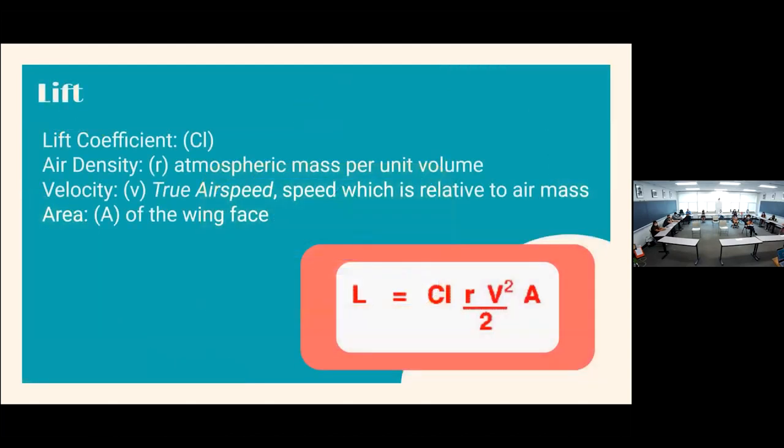And we can calculate lift using the modern lift equation shown here in the bottom right. Our first variable here is CL for the lift coefficient, which is a dimensionless quantity, and it measures the relationship between a difference in pressure and our lift. And next we have R for air density, which is the atmospheric mass per unit volume. Then V for our velocity of the plane, which is sometimes called true airspeed, and it's relative to the air mass. And lastly, we have A for the area of the wing face.